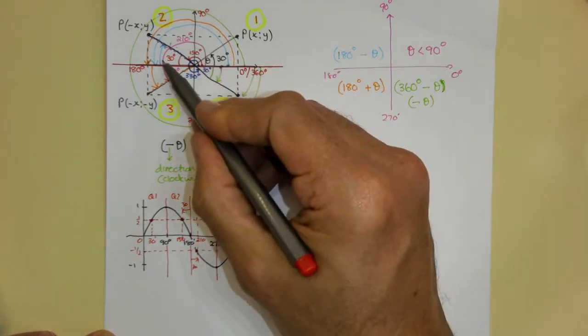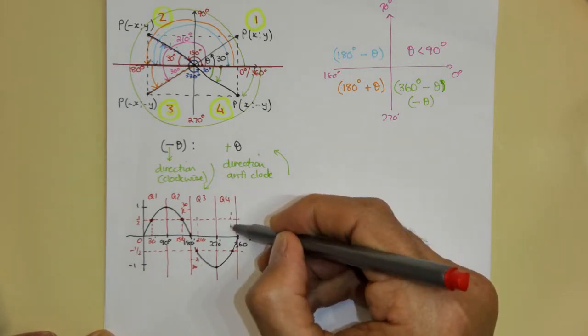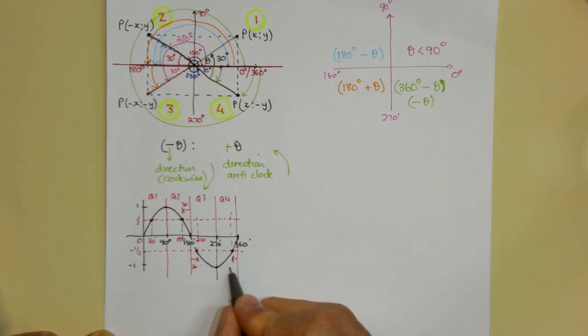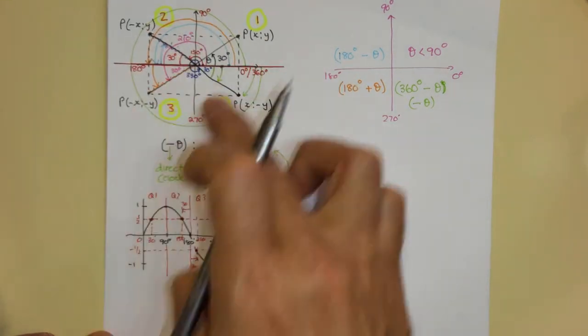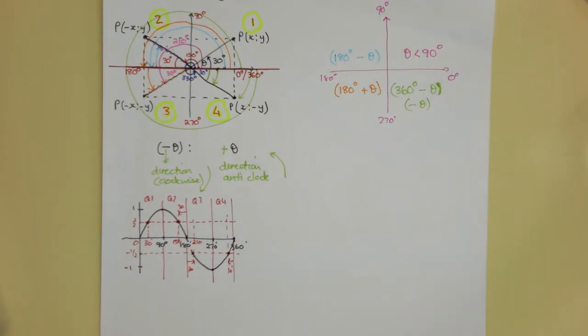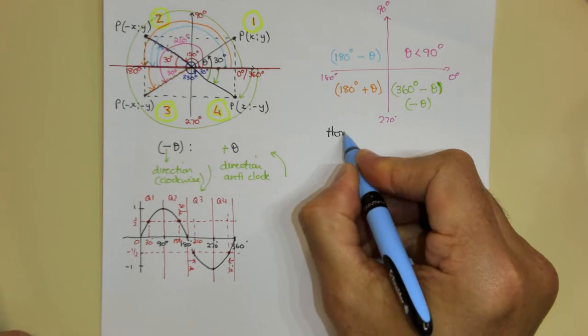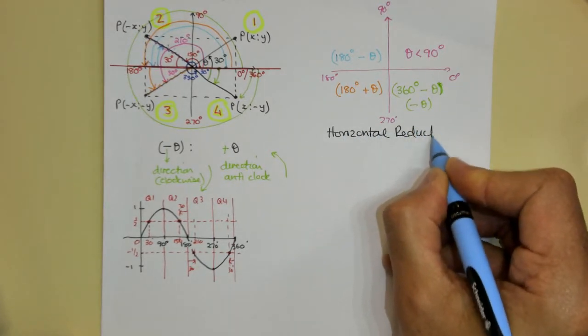So 210 was 180 plus my little bit. And then to get to the last point where sine will be minus a half, it is 30 degrees back from the 360 line. And that's exactly how the rotated angles work. And that's exactly what we've got here in terms of the reduction. So we give that a name. We call this the horizontal reduction formulae.